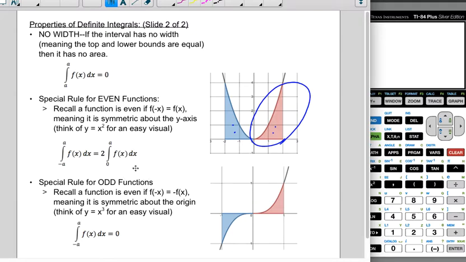A special rule for odd functions, so odd functions are symmetric about the origin, f of negative x equals negative f of x. An easy way to visualize that is x cubed. If you integrate from negative a to a of an odd function, you get 0 because you see how this is the same area as this, but this one is below the axis and this one is above the axis, so they net out and you get 0. Those really only come up if you're asked a question involving an even or an odd function, and usually they're called even or odd.